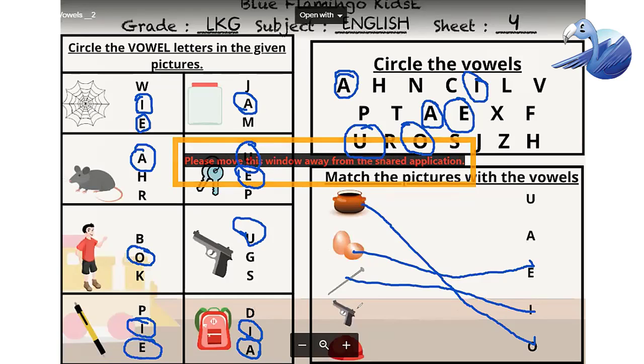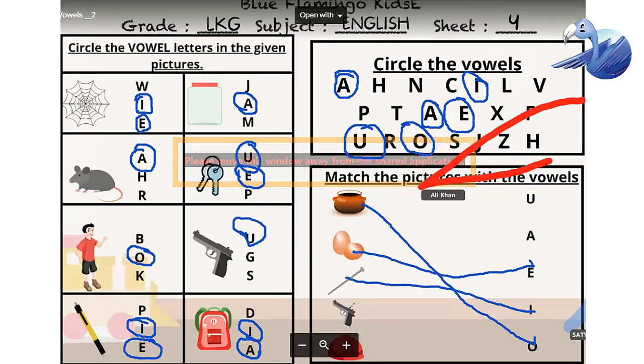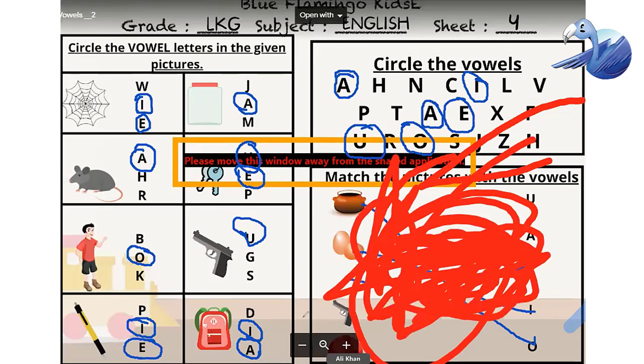Now next is gun. So let's write gun. G-U-N. Gun. So what is the vowel letter? U. U is the vowel letter. So we have to write U here.